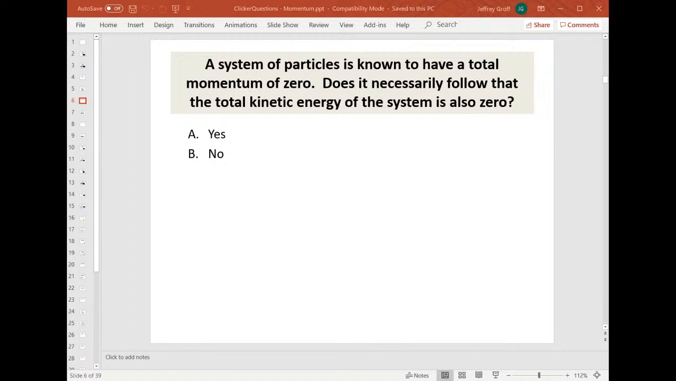Let's flip things around, all right? Let me clear out the responses in the poll, and it is open again. A system of particles is known to have a total momentum of 0. Does it necessarily follow that the total kinetic energy of the system is also 0? Yes or no?